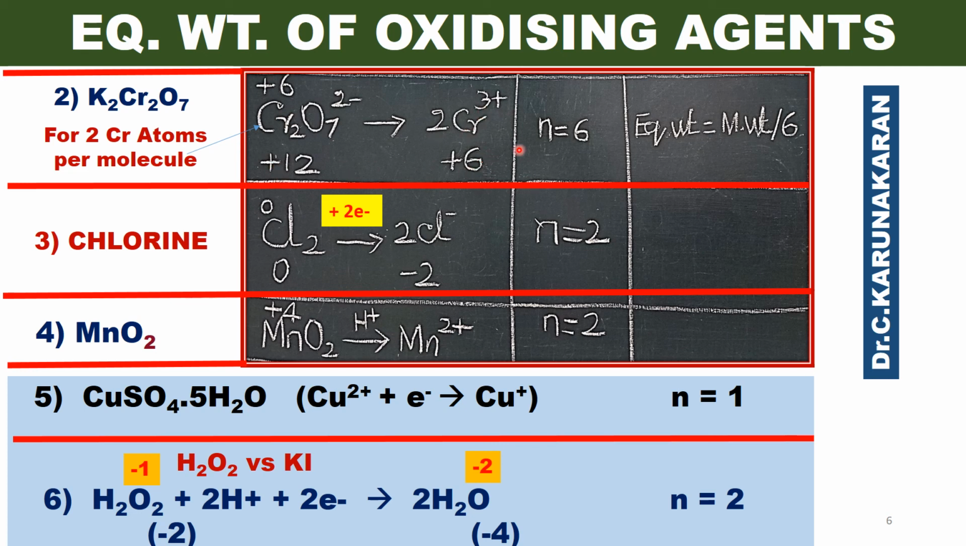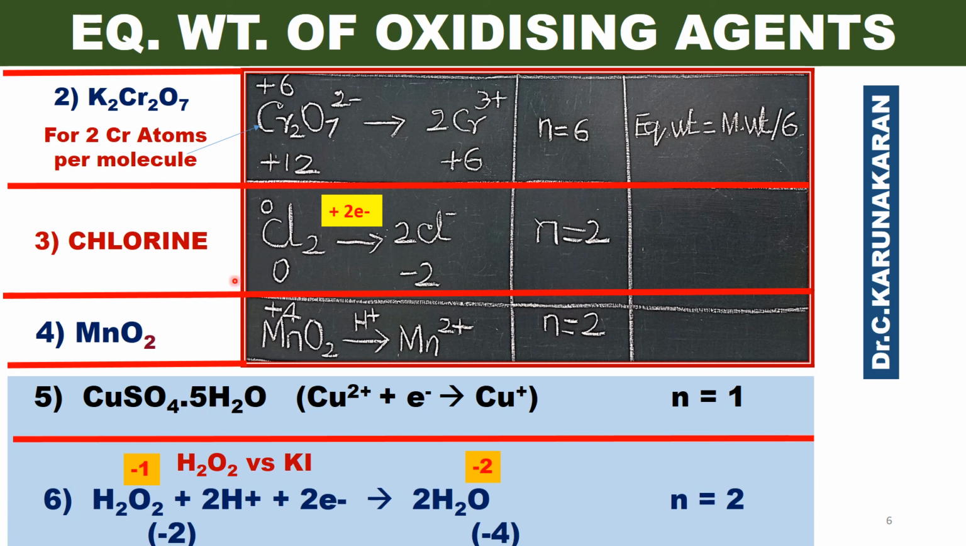So the change in oxidation number N equals 6. Therefore, the equivalent weight of potassium dichromate equals the molecular weight of potassium dichromate divided by 6. Please remember why it is 6, not 3. Most students commit the mistake of taking plus 6 to plus 3 and then put 3, which is wrong. Per molecule there are 2 chromium, therefore plus 12.